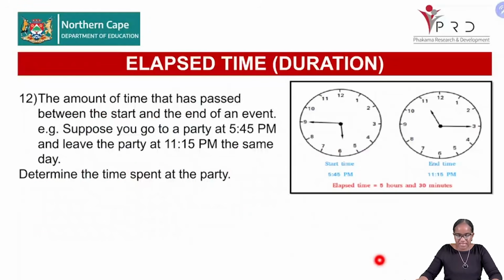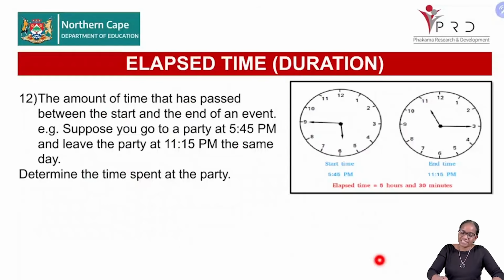Now let's look at elapsed time. Elapsed time is simply calculating the duration of an event. In this case, you are asked the amount of time that has passed between the start of an event and the end of an event. For example, suppose you go to a party at 5:45 p.m., which is 5:45 in the evening, and leave the party at 11:15, the same day. Determine the time spent at the party.